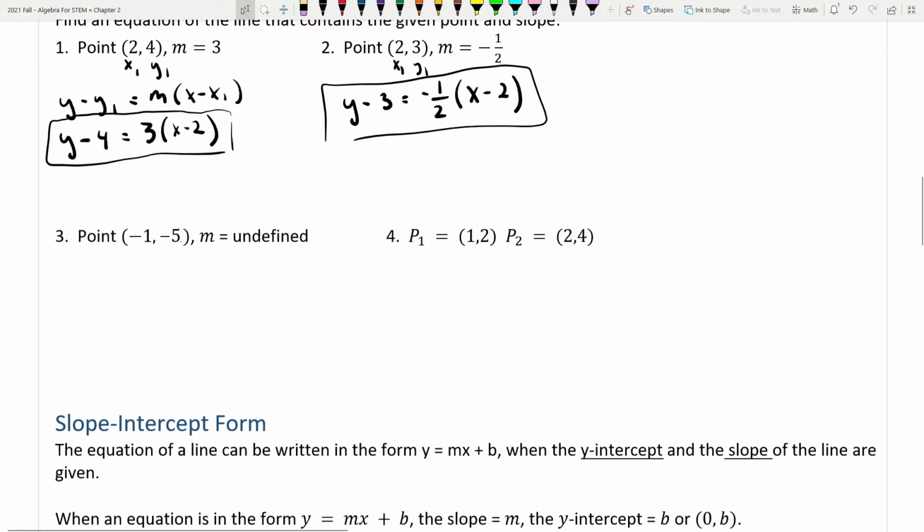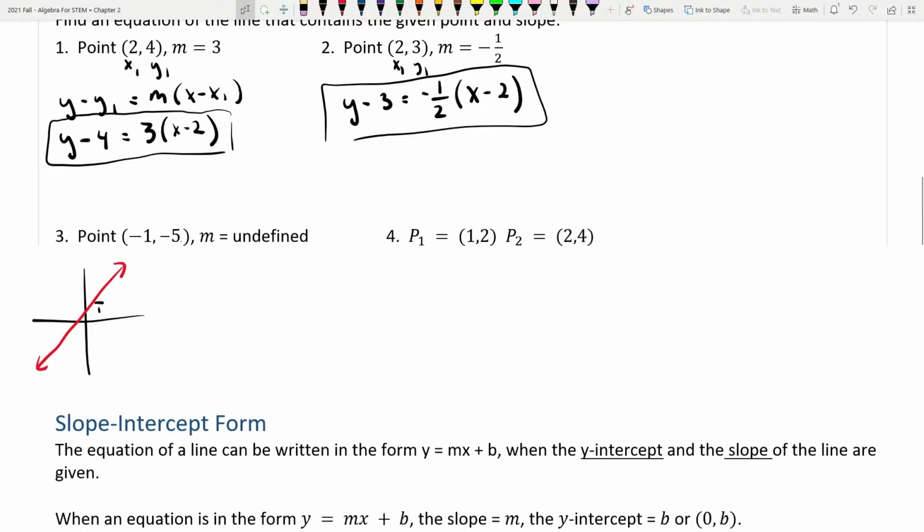Here I have a point, (-1, -5), and here the slope is undefined. When would a slope be undefined? For what lines will the slope be undefined? A line like this is going to have a defined slope.